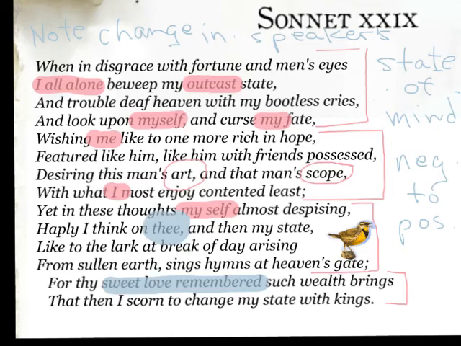Last but not least, we move on to the last couplet here. And the couplet, again, summary, conclusion. And he says, for thy sweet love remembered such wealth brings, that I then scorn to change my state with kings. In other words, he has a kingdom of his own, and a support kingdom, and something that's going to sustain him and take him away from the doldrums of his despairing state.